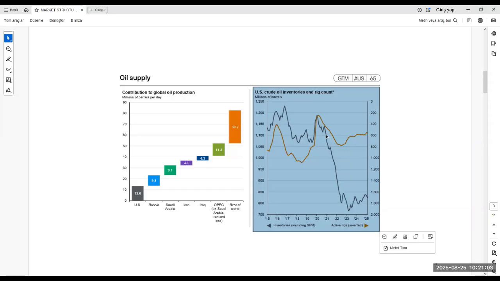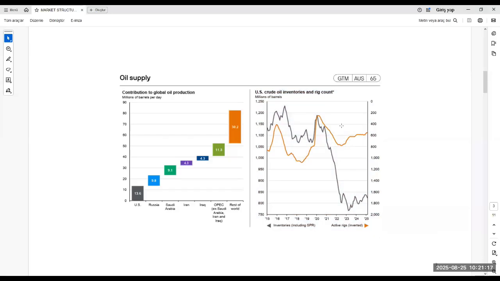So just by taking a look at the oil inventories in the market, you may understand in which direction oil production and consumption is going. So please take a look here. Inventories here, from here to here, million barrels, okay? And this is active rigs.